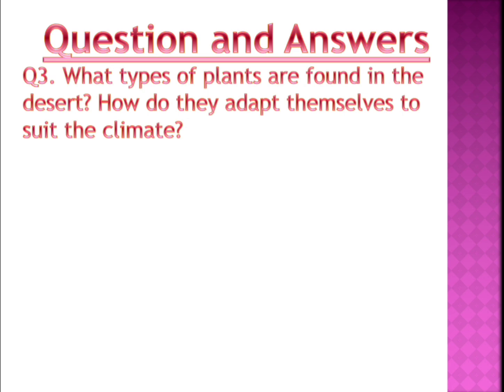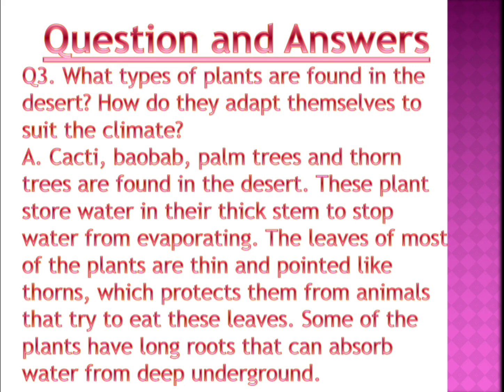What type of plants are found in the desert? How do they adapt themselves to suit the climate? So, what are the different plants that we find in the desert region? Cactus, baobab, palm trees and thorn trees are found in the desert.